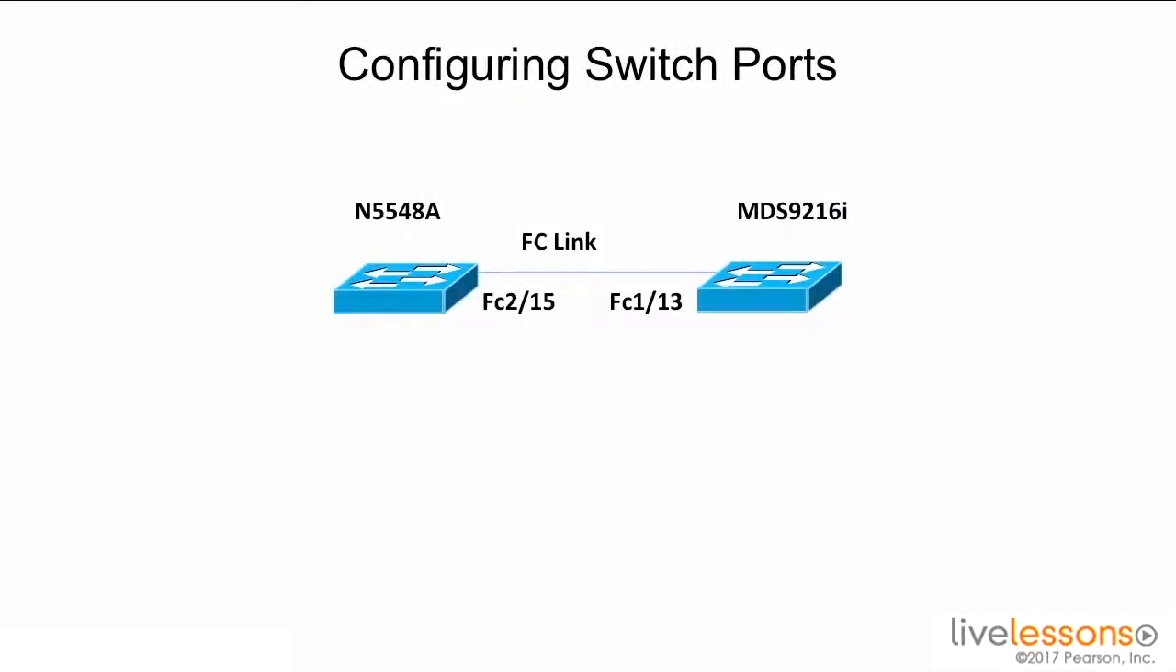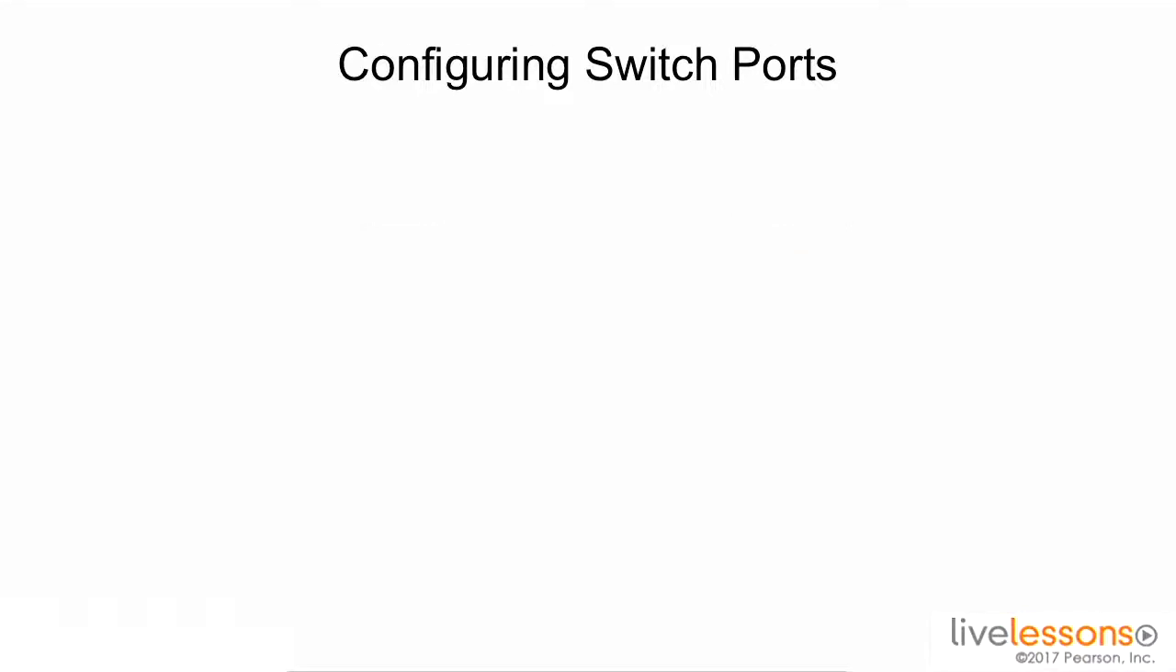In this lesson, we're going to be using the topology that we've been using all along with a Nexus 5000 on one end, a MDS 9216 on another end that are connected via two fiber channel ports. On the Nexus side, fiber channel 2/15, and on the MDS side, fiber channel 1/13. In this lesson, we're going to go through configuring switch ports.